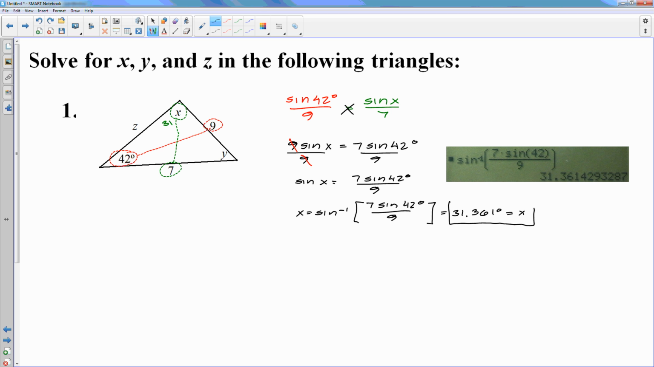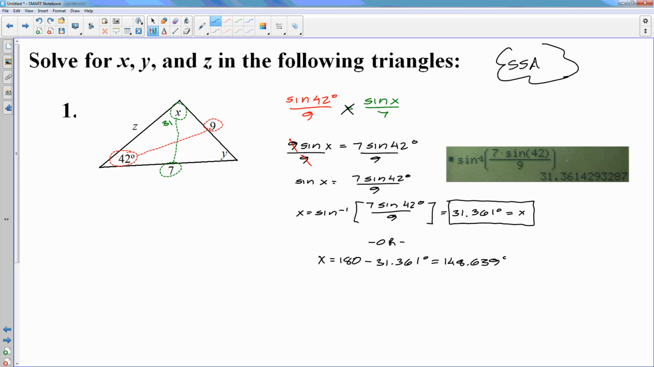Now, I did start, and maybe we need to note this at the very beginning of the problem, the given information was 2 sides and an angle. This is a side-side-angle triangle, which means we need to consider a second possible answer for x. So x could also be 180 degrees minus that answer, 31.361. And if you punch that in, 180 minus 31.361, you get 148.639.